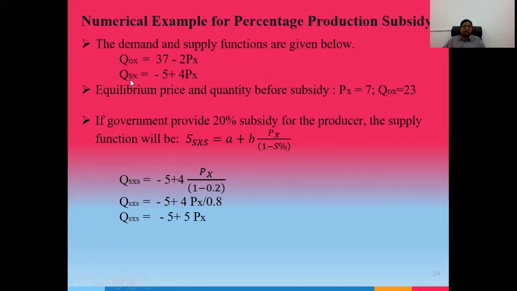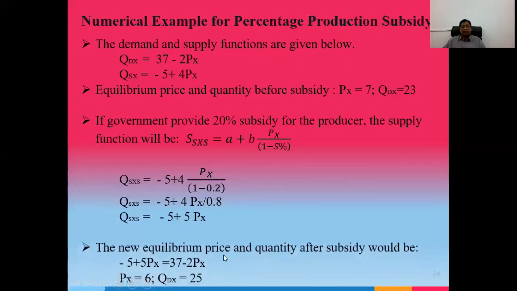This is the initial supply curve, QSX equals minus 5 plus 4 PX. We substitute this part for Px. That is why you get minus 5 plus 4 Px over 1 minus 0.2. That is 20%; 20% means 0.2. One minus 0.2, then you will get 0.8. Minus 5 plus 4 Px over 0.8. Then you will get the supply equation after subsidy as minus 5 plus 5 Px.